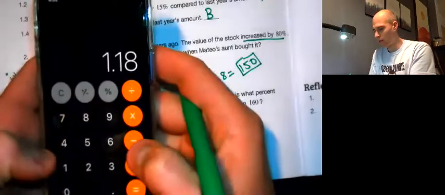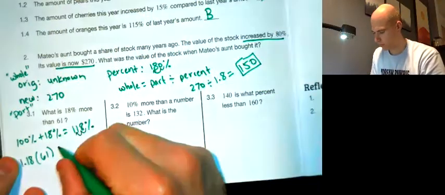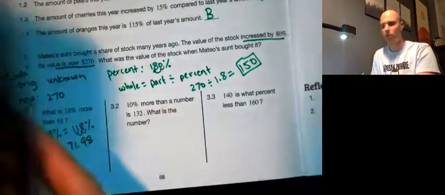1.18 times 61, 71.98. Be comfortable with your answers not always coming out to perfect whole numbers, especially when we're doing this percent stuff.